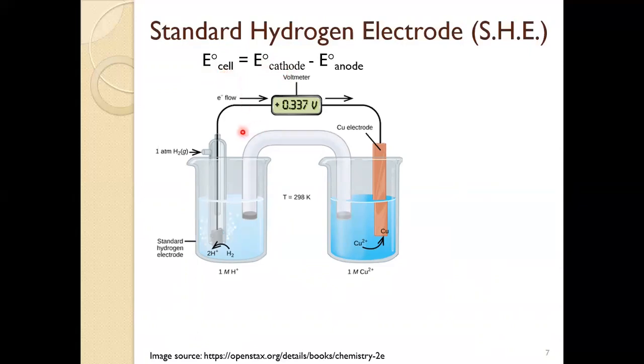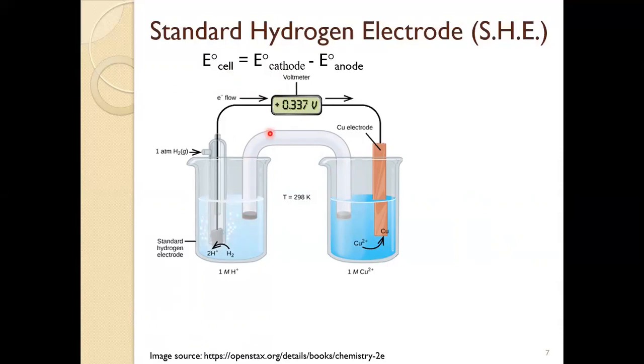So if I have this sort of setup, or for example, I want to determine what the reduction potential is of copper 2 plus being reduced to elemental copper, then I could set up this cell, and so I'm interested in this number. What I'm actually measuring here, this positive 0.337 volts, that's the cell potential. And that cell potential is due to both what the reduction potential is at the cathode as well as what the reduction potential is at the anode.